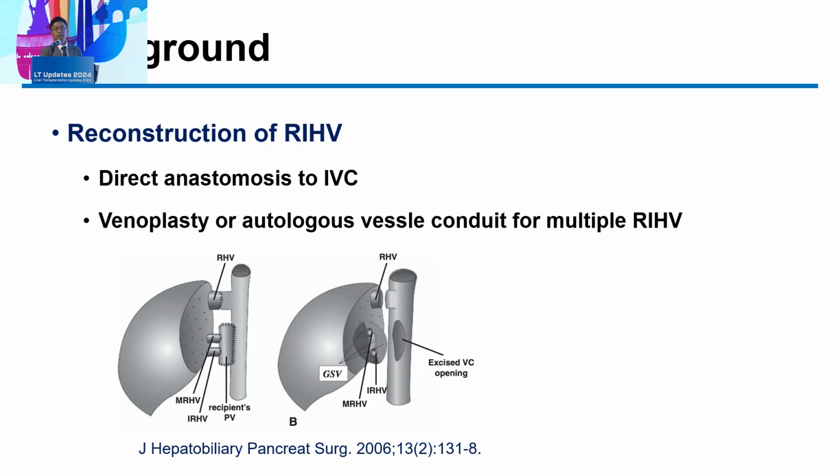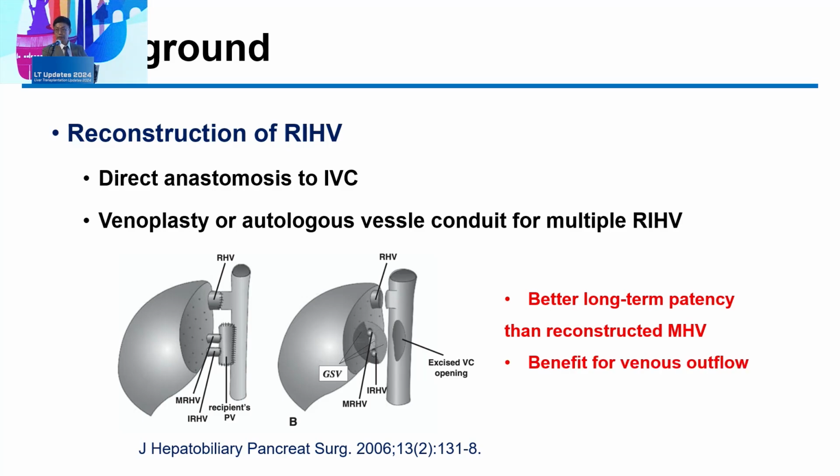There have not been many reports about the importance of the right inferior hepatic vein, but a few studies reported that the right inferior hepatic vein provides better long-term patency than the reconstructed middle hepatic vein, so it has a benefit for venous outflow.